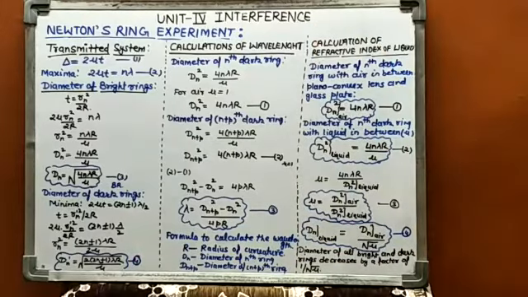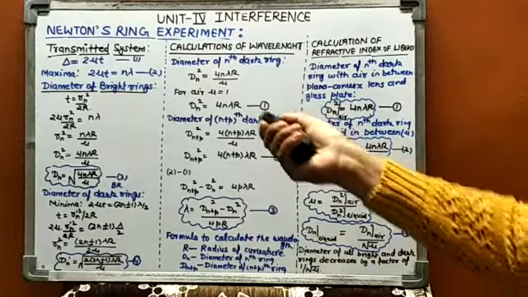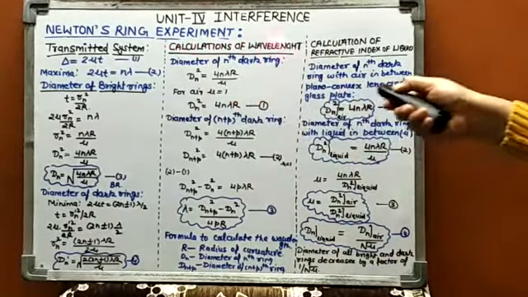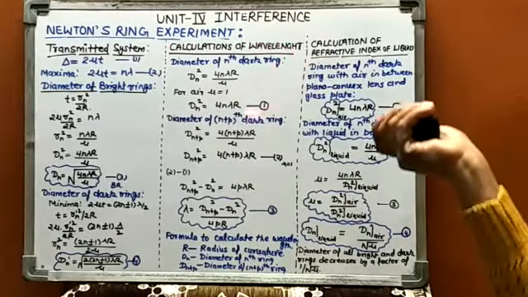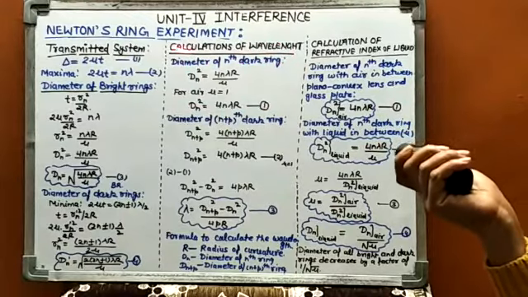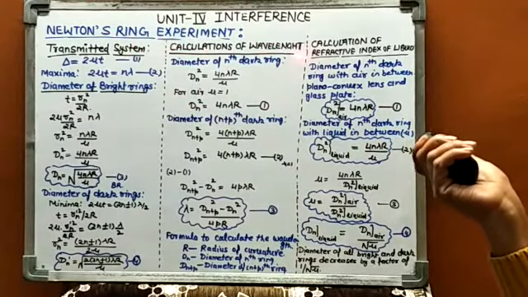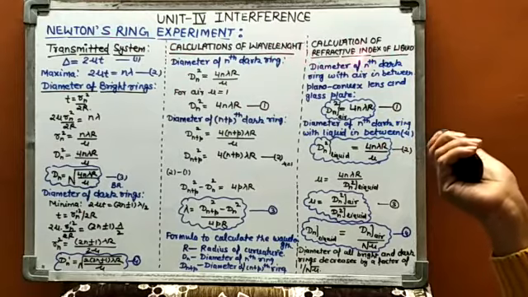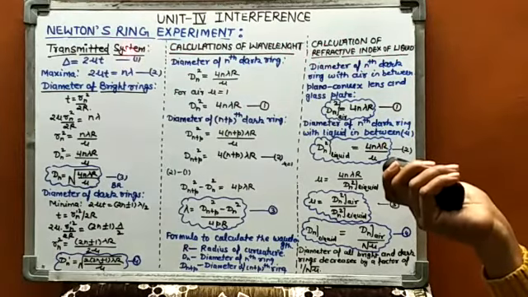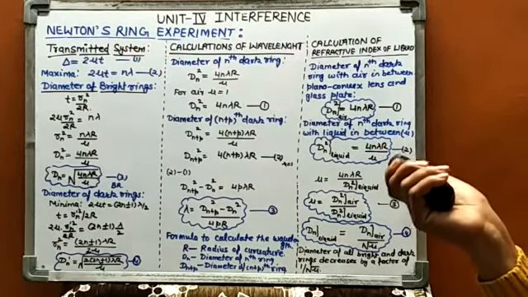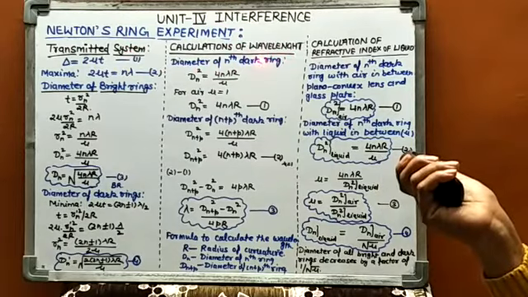Now, what are the applications of the Newton ring experiment? Two main applications are there. One is that we can find the wavelength of any unknown source of light using the Newton ring experiment. The second is that we can find the refractive index of a liquid using the Newton ring experiment. First, we are going to discuss how to find the wavelength.